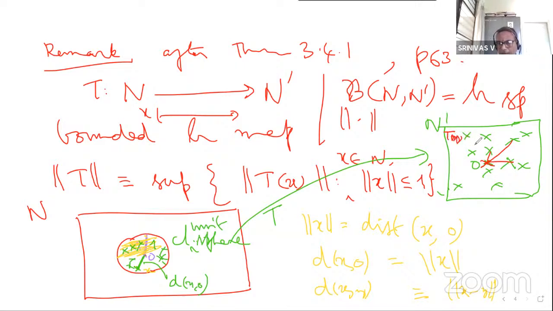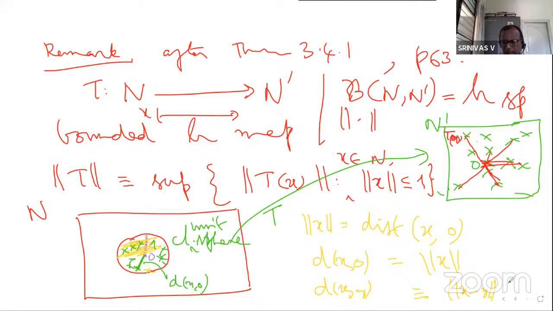You are calculating this length, that is norm Tx. The norm Tx is the distance of Tx from the origin, from the additive identity in N dash. So you are calculating all these distances. Out of them, you are taking the largest value, or where these norm values are tending to. That is the sup value. That's how you define norm T.